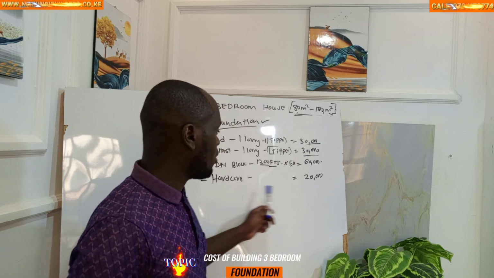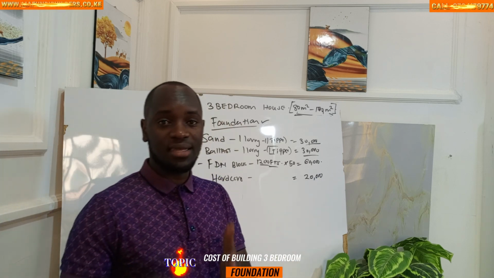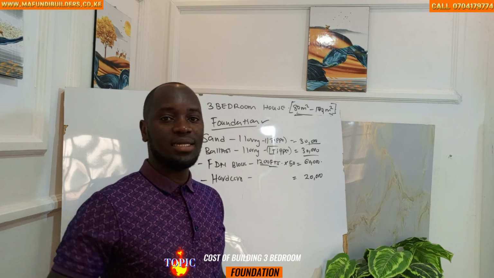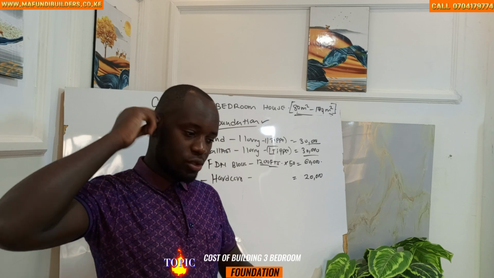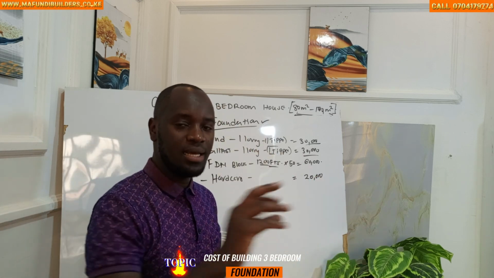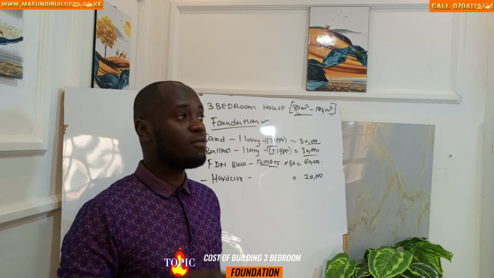So sometimes the hardcore you can even buy at 6,000 if you buy mchongo. And mchongo is mostly the debris. Sometimes, yeah, so we have the mchongo and also the debris. Mchongo is kind of light. Now, we have the debris that comes from construction sites.